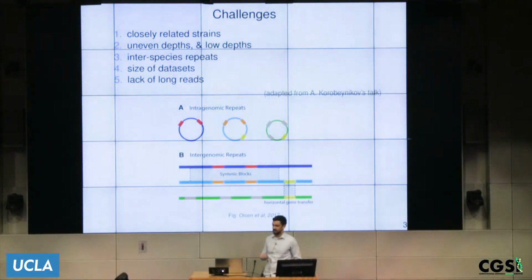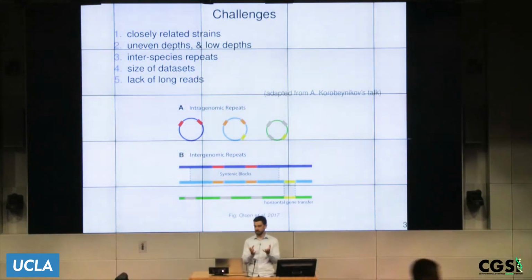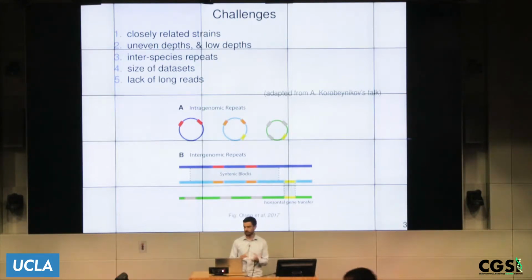So this is a sketch of the type of repeats that you can see in metagenomes. There are repeats which are within genomes, where circles are genomes, and repeats which are in between genomes, with synteny blocks or just gene transfers. So it's a mess to assemble, and as you can imagine, the assembly quality of metagenomes is lower than that of genomes.